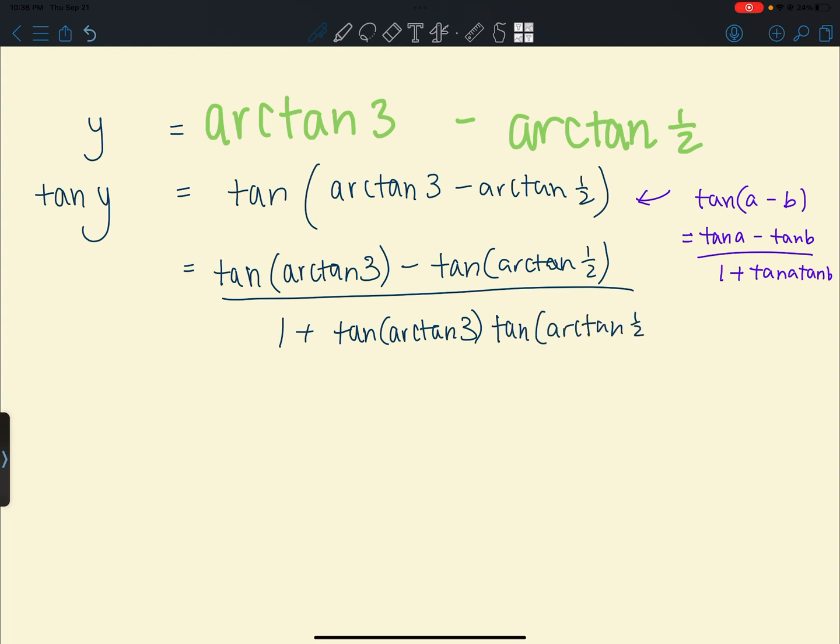And so what I was mentioning before was that because tan and arctan are inverses, we're just going to get in the end 3, right? Because if you do the inverse of an inverse, you just get what's inside. So that turns into 3. This turns into tan of arctan of a half is 1 over 2. 1 plus tan of arctan of 3 is just 3. Tan of arctan of a half is again half.